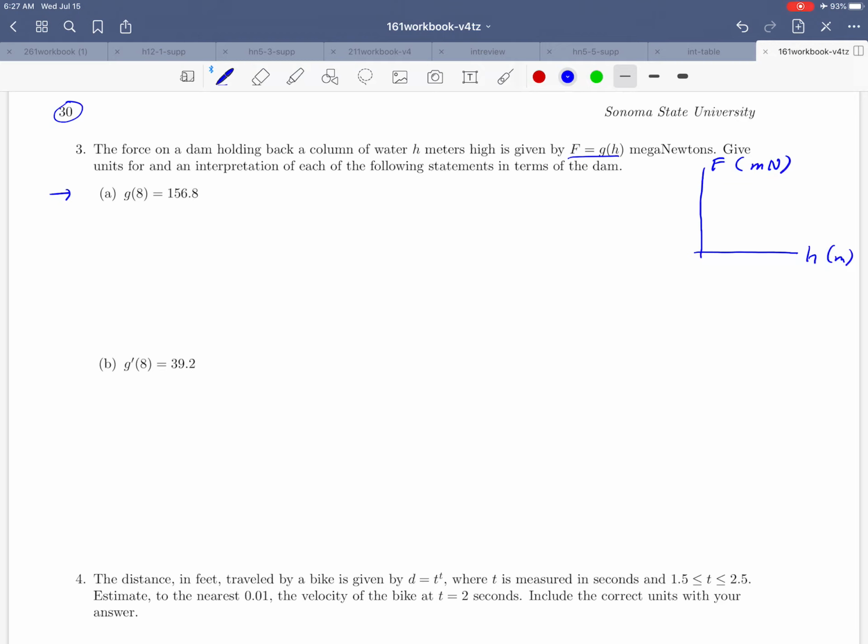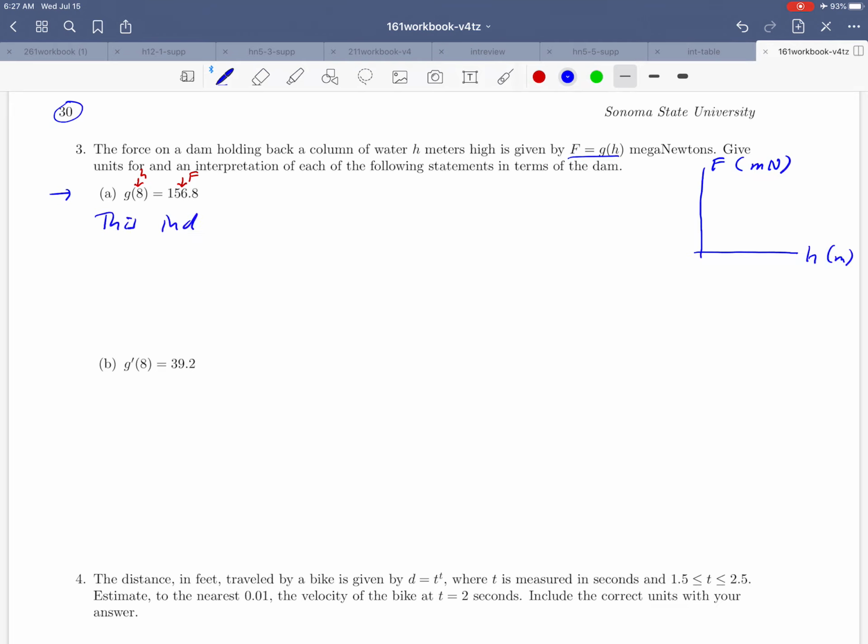Okay, so let's think about the two numbers in that statement, starting with the 8. Which variable does that represent? That's an input, so it must represent a height. And 156.8 is an output of our function, so that must represent a force, F. Okay, so with those two identifications, notice that we can kind of see what that statement is telling us. It's just saying that if the dam is holding back a column of water whose height is 8 meters, we should be getting a force of 156.8 meganewtons on the dam. Okay, and that's really all we need to say here.